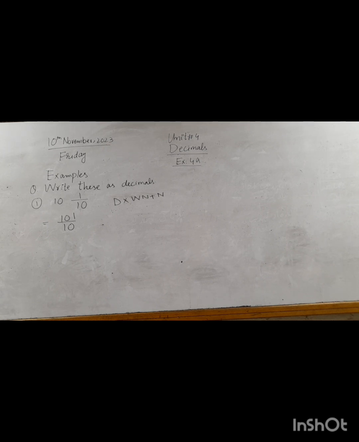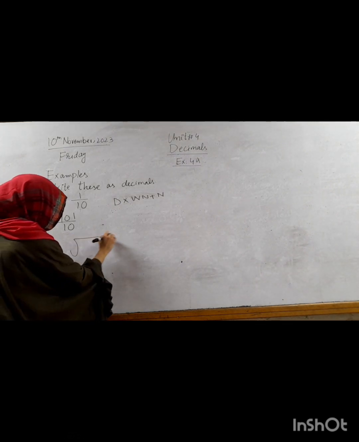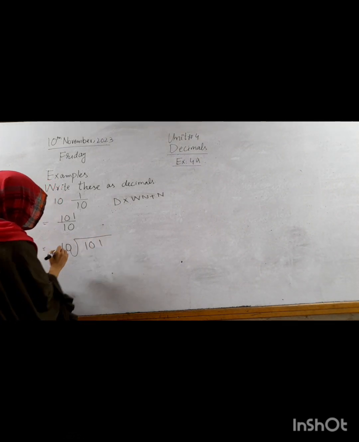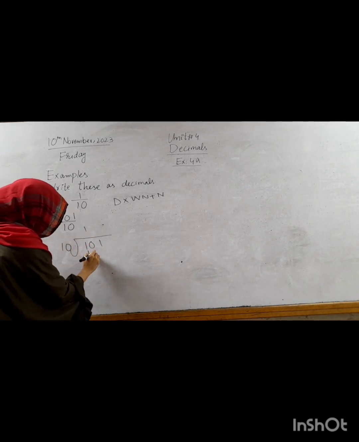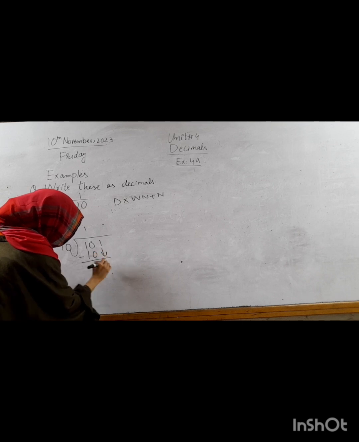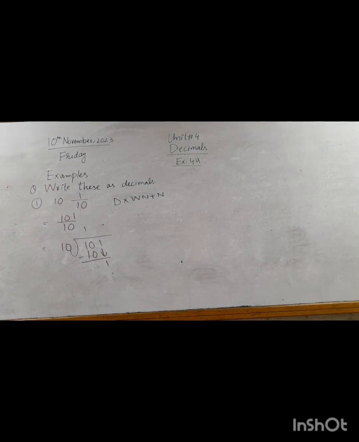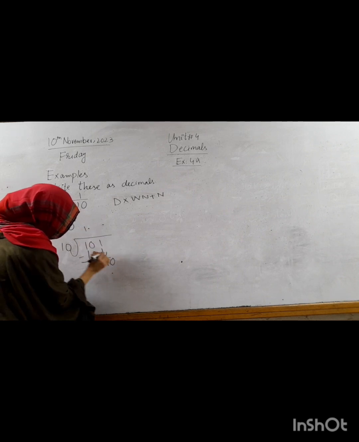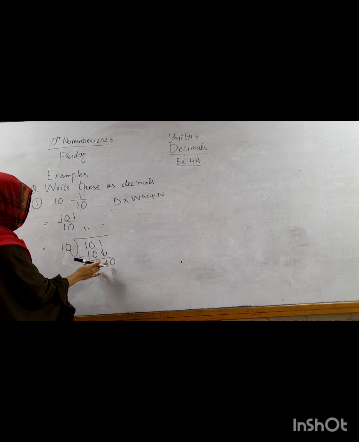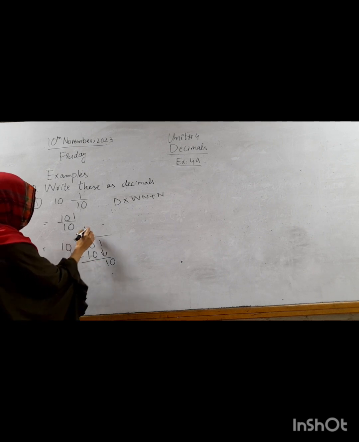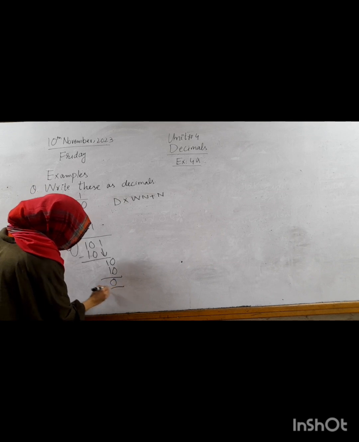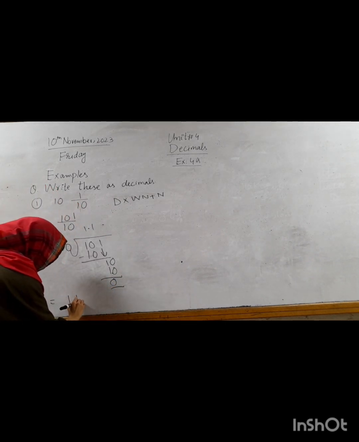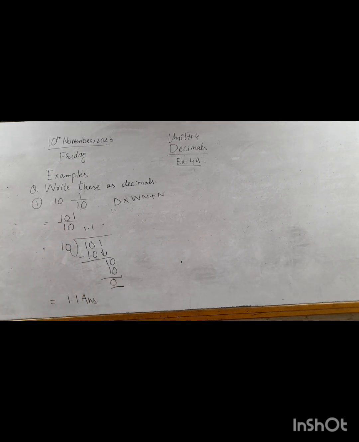Now we convert this fraction form into decimal form. How will we solve it? We will divide 101 by 10. 10 ones are 10, and minus it. Now we have 1. Now you can see that 1 is smaller than 10. Then what will we do? We will add a decimal point and then add 0. Now we will add a decimal here and then add 0 here. So 10 is equal to 10. So 10 ones are 10. So the answer is 1.1, and this is the decimal form.